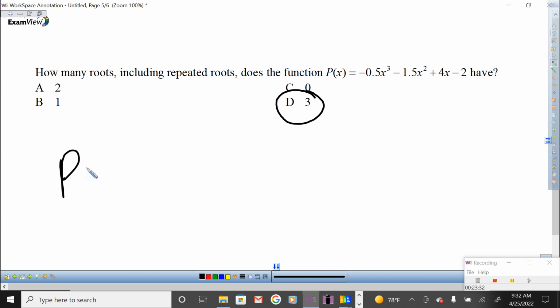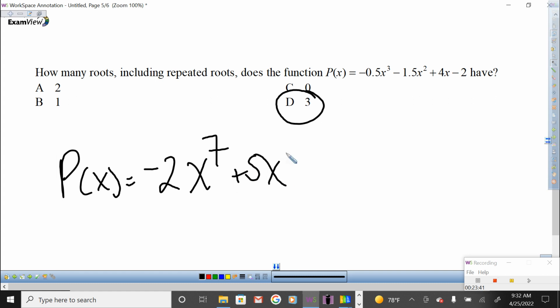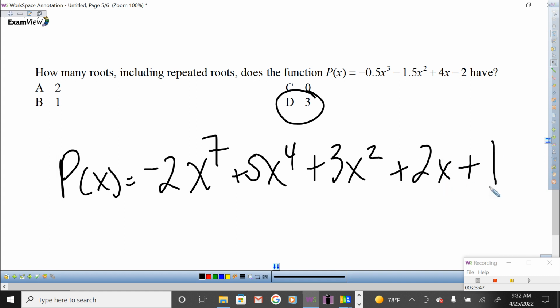So what if it was like this? P of x equals negative 2x to the 7th plus 5x to the 4th plus 3x squared plus 2x plus 1. Tell your neighbor how many roots for that one? 7. What is the highest degree? 7. Does the negative mean anything? No. Does this mean anything? No. They're not asking us to solve it. They're just asking us to understand how many roots it has.